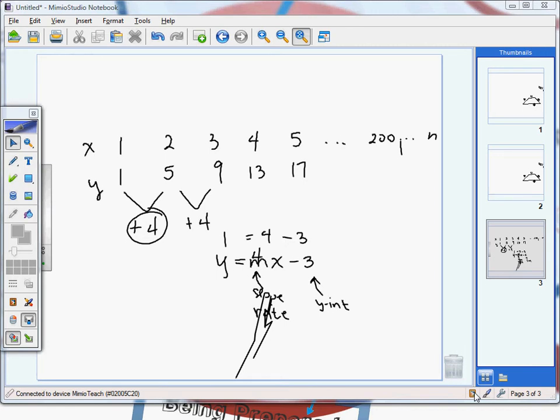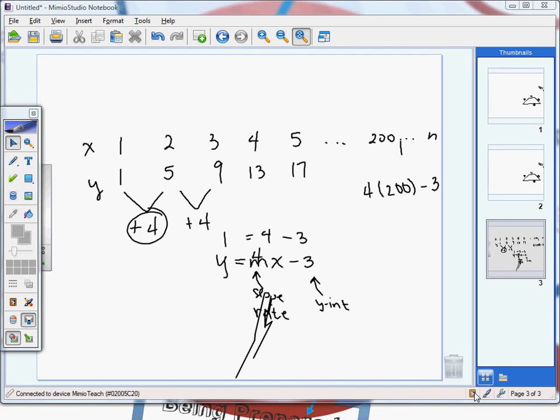So now, where would this 200 go? How do we use the 200? You put it in for x. So it'd be 4 times 200 minus 3, and you can figure out what that is. And then the n is basically this. You just write an n instead.